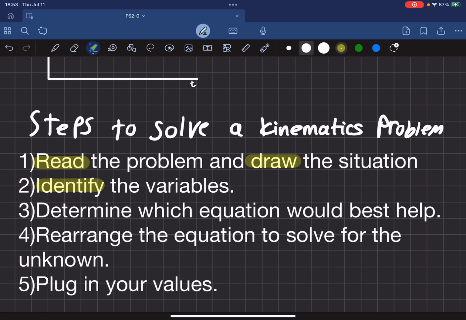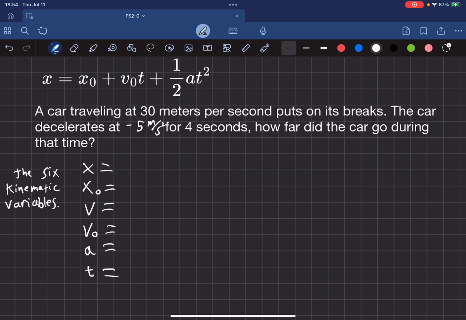Then you're going to determine which equation would be the most helpful. Then, step 4, you're going to rearrange the equation to solve for the unknown. And then lastly, you're going to plug in your values. And of course, plug it in your calculator, solve it, write your final answer with the appropriate units. Those are all just taken for granted. Let's look at a sample problem.